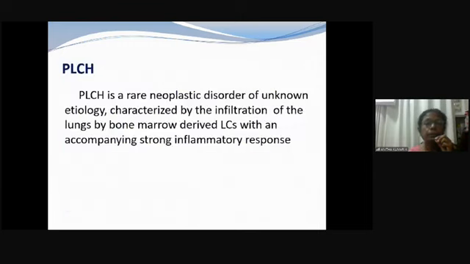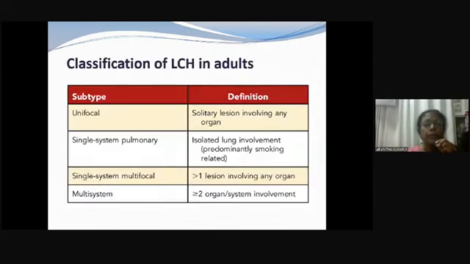Now we move on to pulmonary Langerhans cell histiocytosis. This is a rare neoplastic disorder of unknown etiology characterized by the infiltration of the lungs by bone marrow derived Langerhans cells with an accompanying strong inflammatory response. Now, based on the international consensus recommendation in 2022, LCH is classified as unifocal, single system pulmonary, single system multifocal, and multisystem.